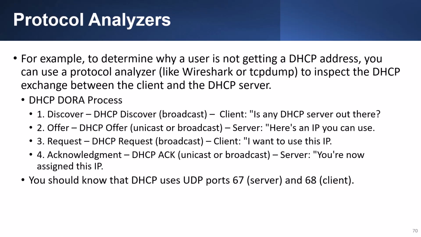For example, to determine why a user is not getting a DHCP address, you can use a protocol analyzer like Wireshark or TCPDump to inspect the DHCP exchange between the client and the DHCP server.